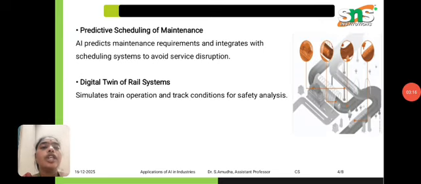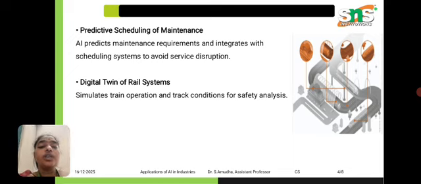Predictive scheduling for maintenance. AI predicts maintenance requirements and integrates with scheduling systems to avoid service disruption. It automatically predicts the schedules. For example, when a single track is used by multiple rail transits, the system automatically differentiates the time schedule of each and every train, using predictive scheduling of maintenance.